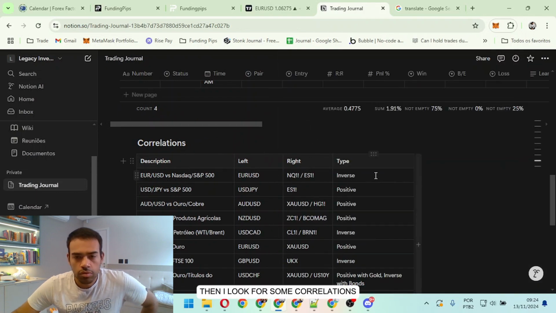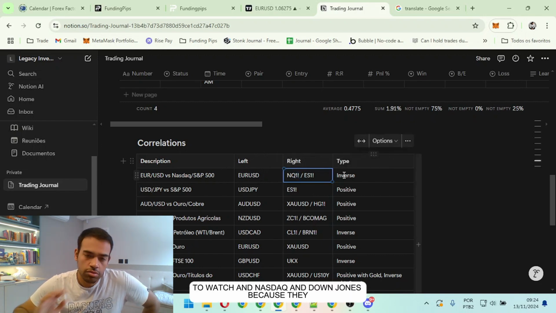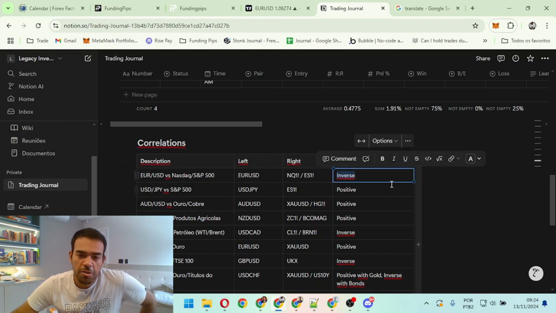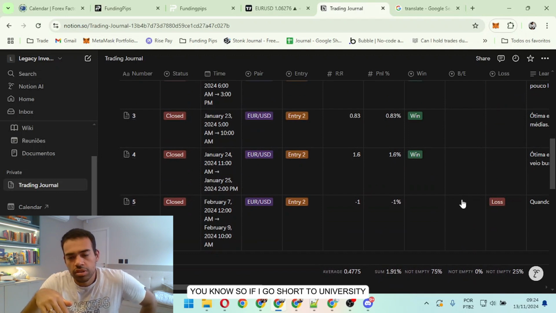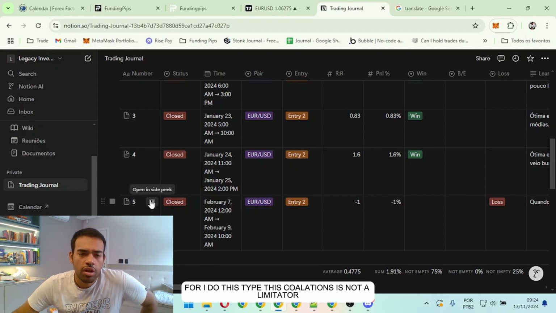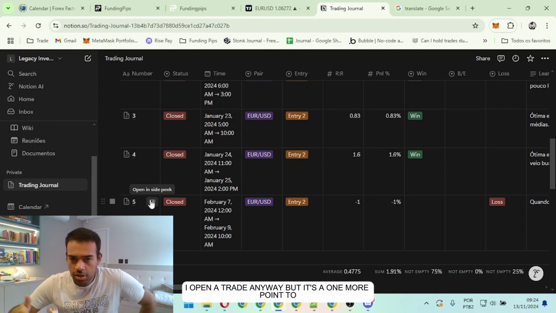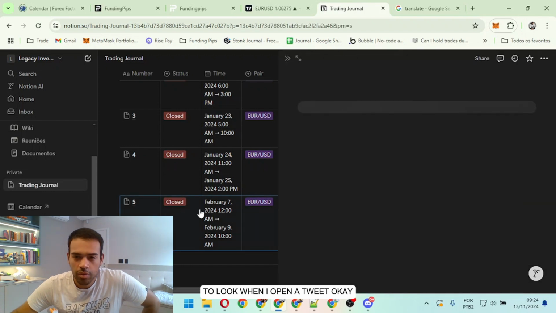Then I look for some correlations. So if I trade Euro USD, I have to watch Nasdaq and Dow Jones, because they have an inverse correlation, you know. So if I go short on Euro USD, I want the Nasdaq to go up, okay. I do these correlations. It's not a limiter. If the correlation is not right, I open a trade anyway, but it's one more point to look at when I open a trade, okay.